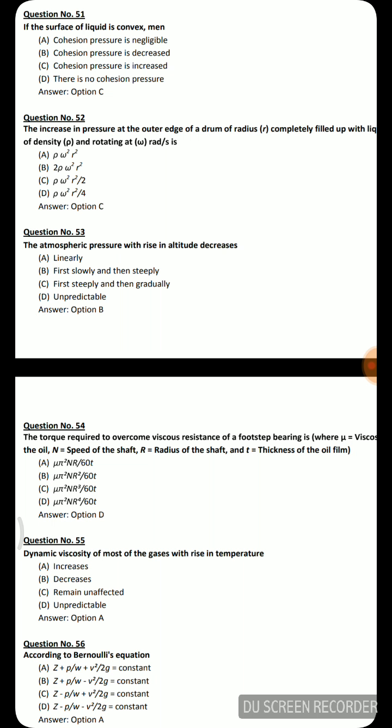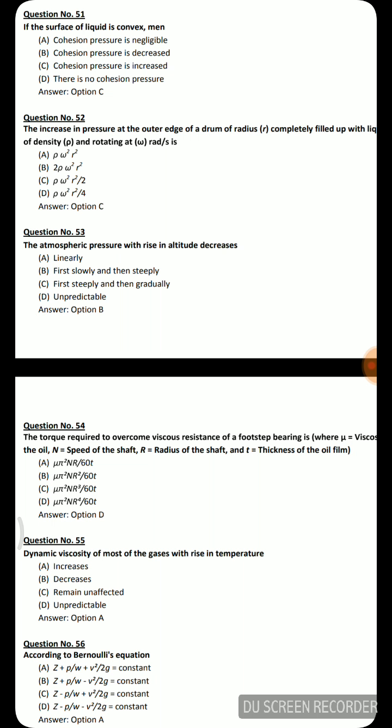Next question. With the rise in altitude, atmospheric pressure: decreases linearly, first slowly then steeply, first steeply then gradually, or unpredictable. Correct answer for this case is option B, because with the rise in altitude the atmospheric pressure first decreases slowly, then it decreases steeply. So the correct answer is option B.